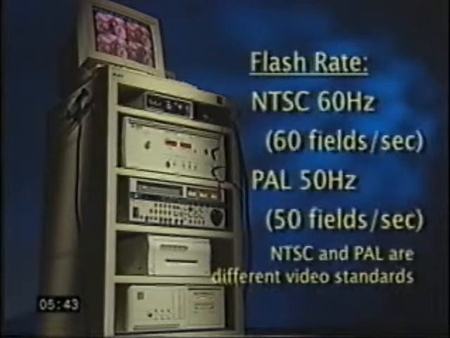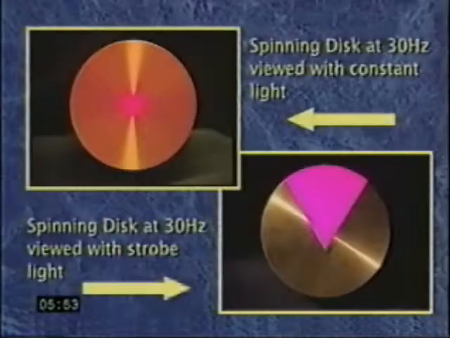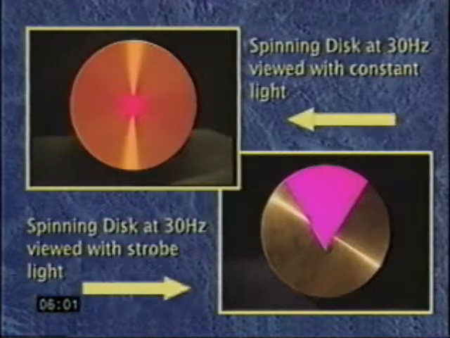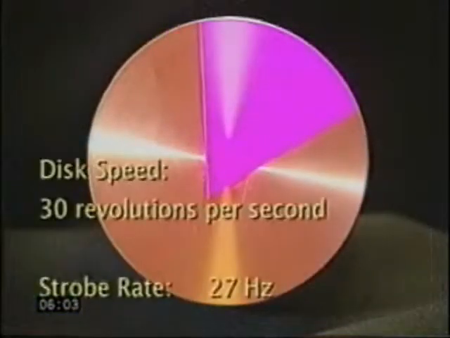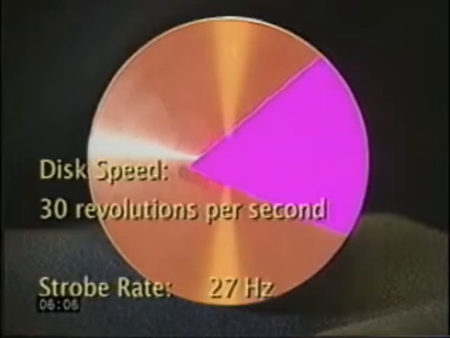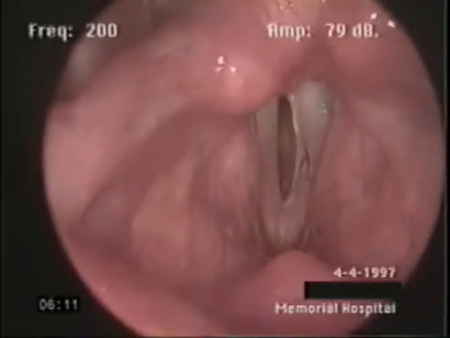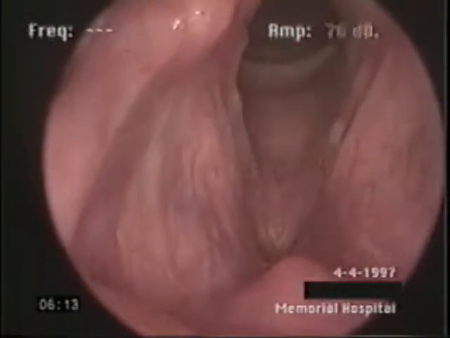Video systems require 2 video fields for each video frame. These flashes are produced 60 times a second in the NTSC video system and 50 times a second in the PAL video system. The stroboscope light must be accurately synchronized with the vocal fold vibration. This marked rotating disc can be shown to stand still or to rotate slowly by offsetting the frequency of a strobe light with the rotational speed. The vocal folds can be shown so they appear to stand still or vibrate slowly.